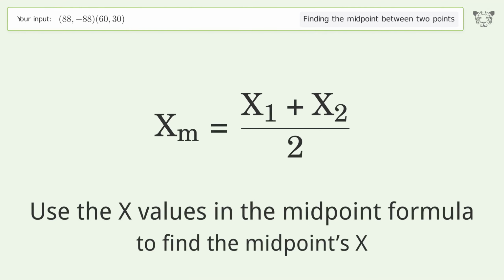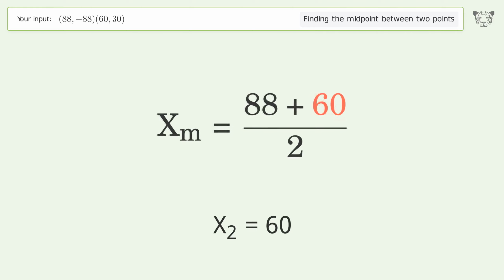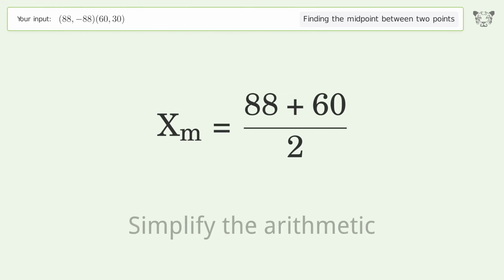Use the x values in the midpoint formula to find the midpoint's x. x1 equals 88. x2 equals 60. Simplify the arithmetic.